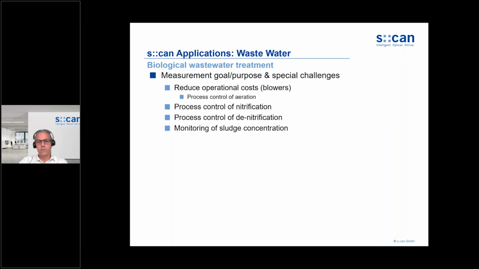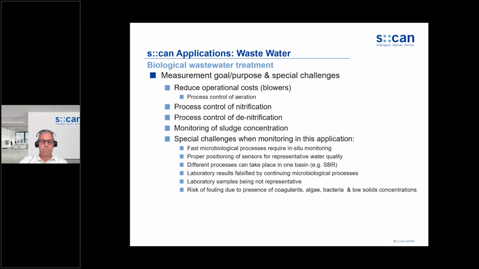Of course, the control of the nitrification and the denitrification and the monitoring of the sludge concentrations are important as well. Special challenges when monitoring this application is that the processes of the microbiology are very fast, and therefore it's required to monitor in situ. The sensors have to be properly positioned in the basins to be able to catch really representative water qualities. Different processes can take place in one basin. Laboratory results are often falsified by processes ongoing after sampling. The laboratory samples are often not representative, and there is a certain risk of fouling due to the coagulants, bacteria, and algae, and the solids concentration being already pretty low.